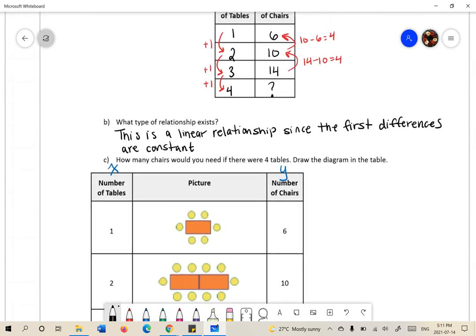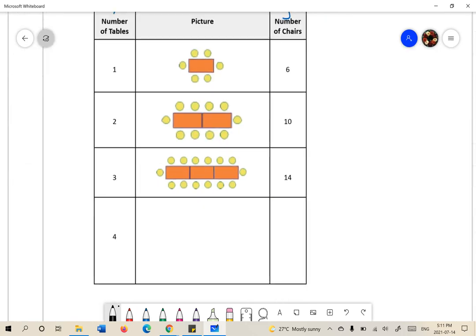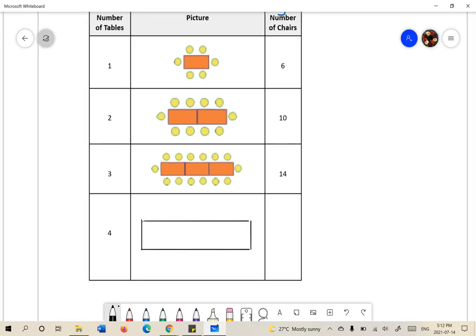Well, we can answer this in many different ways. First, we can just draw it out. And so why don't we do that first? I'm going to divide this into 4 tables. And looking at the pictures above, it looks like there are 2 chairs on one side of one table and 2 chairs on the other, and then 1 chair on each end.